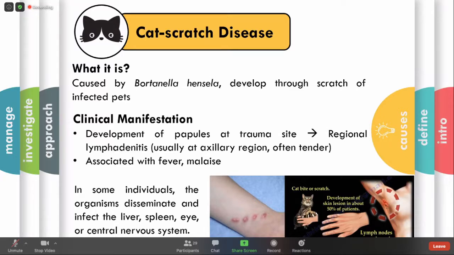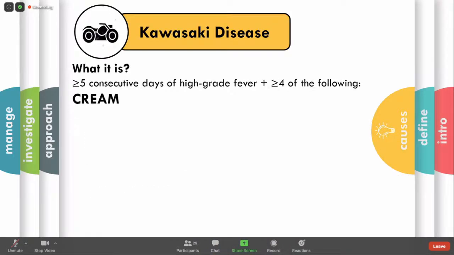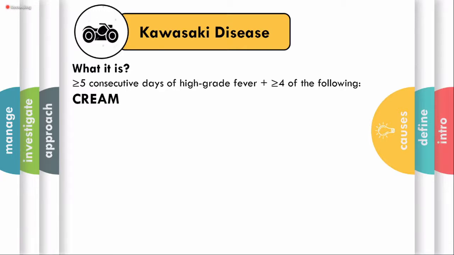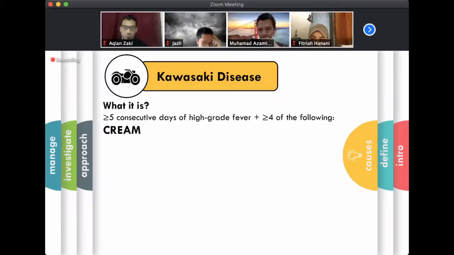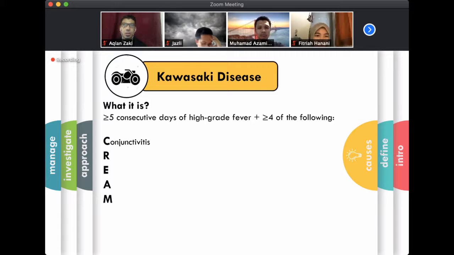eye, and also CNS. The next one is Kawasaki disease. To diagnose someone with Kawasaki disease, we need to fulfill these criteria: the patient has 5 or more consecutive days of high-grade fever, plus at least 4 of these conditions. The first is conjunctivitis, which is limbal sparing and non-purulent, the presence of rashes, edema or erythema of the extremities, cervical lymphadenopathy, and also mucosal changes such as strawberry tongue.